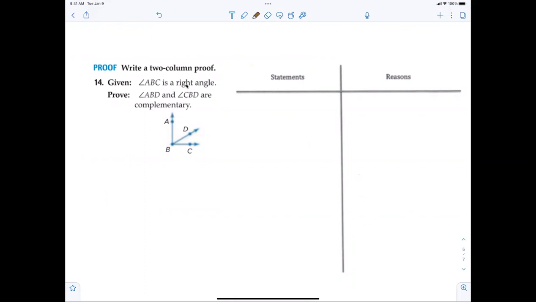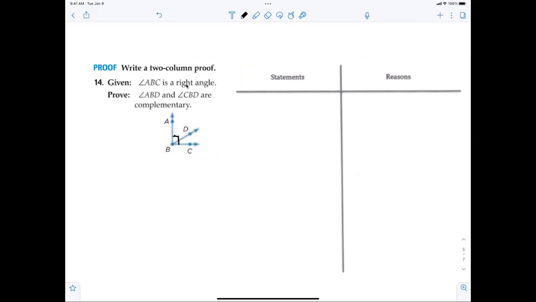All right, so let's start out with number 14. Given that angle ABC is a right angle, we need to prove that ABD and CBD are complementary, which we all agree is common sense, correct? And why is that common sense? Because we know that ABC is how many degrees? 90. And what's true about ABD and DBC? They're complementary because they add up to what? 90. Is everybody with me on that?